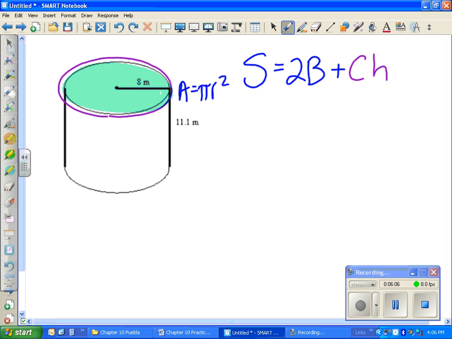So I'm going to go ahead and do 2 times 64 pi. I'm going to wait till the very end to multiply everything with the 3.14. Well, not the very end, but I'm going to wait till I start multiplying those.